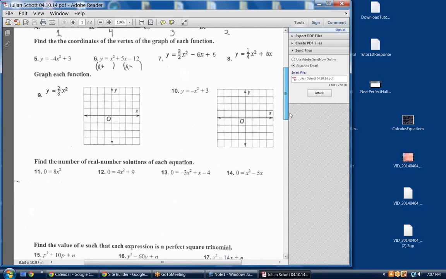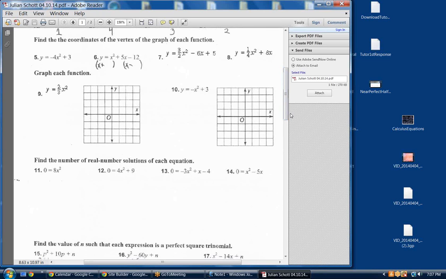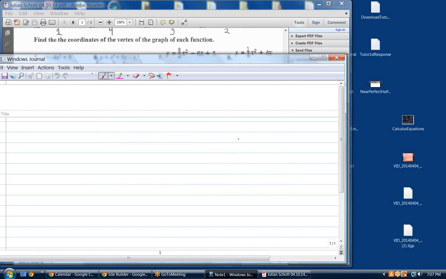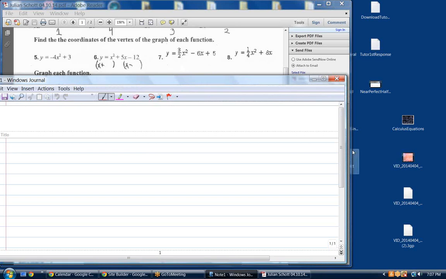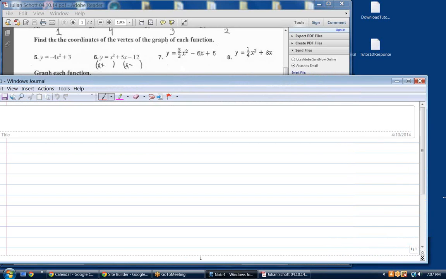Find the coordinates of the vertex of the graph of each function. So for 5, how do you find the vertex of the graph? I have no idea. Okay, well there's a couple of methods. Let's go over and figure out which ones you've been taught.